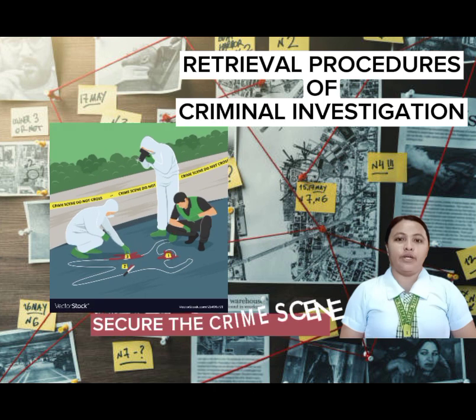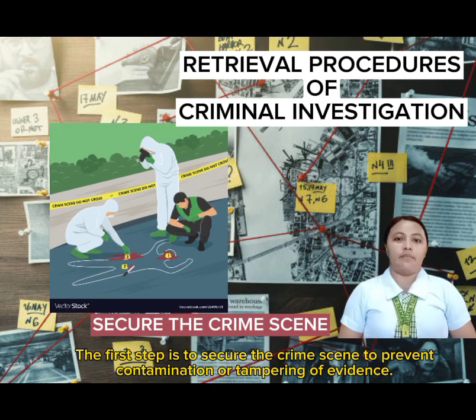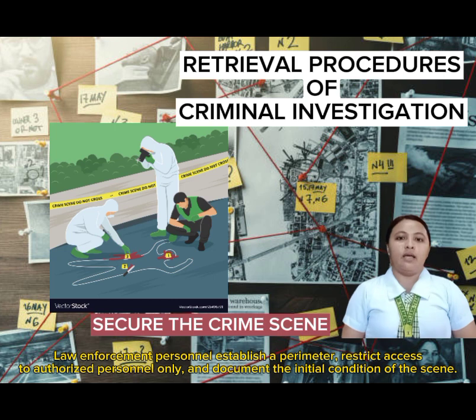First, secure the crime scene. The first step is to secure the crime scene to prevent contamination or tampering of evidence. Law enforcement personnel establish a perimeter, restrict access to authorized personnel only, and document the initial condition of the scene.